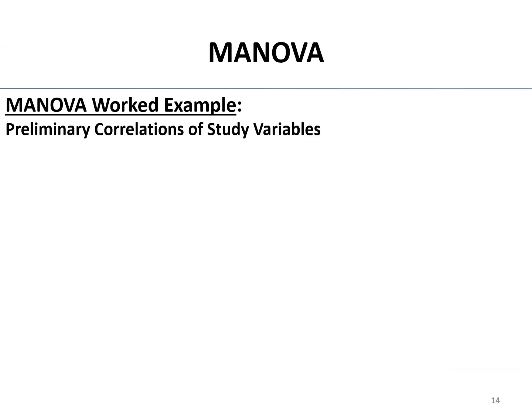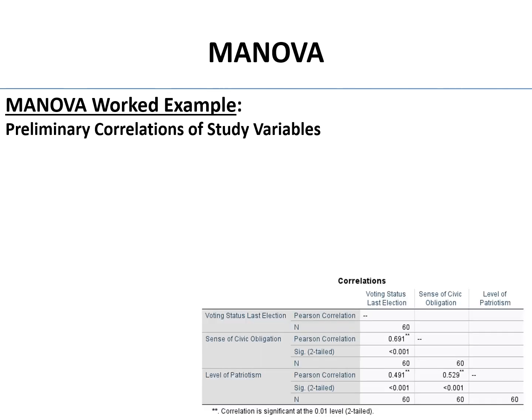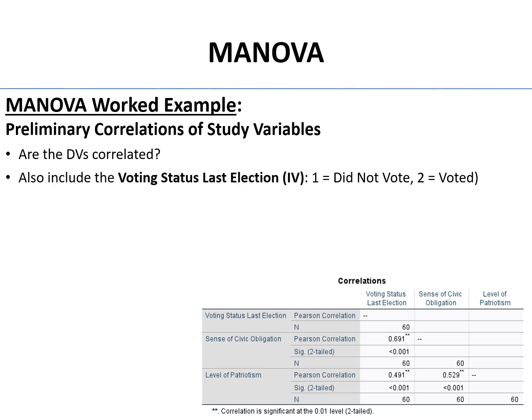As a first step, it's a good idea to do preliminary correlations of your study variables. So that's what I've done here. There's a correlation matrix of the independent variable and both dependent variables. What we really want to answer here is, are the DVs correlated? That's one of the assumptions for MANOVA, that there is some relationship between the dependent variables. There is overlap we want to account for.